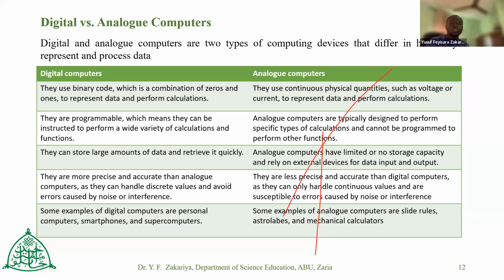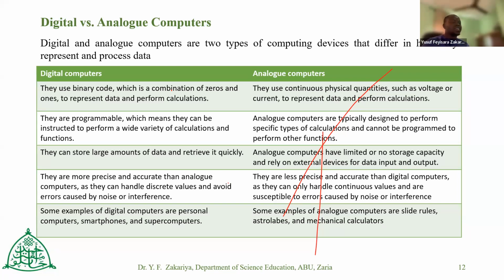Some examples of digital computers are the personal computer, the smartphone, the supercomputers, and so on. While examples of analog computers could be your slide rule. I think for those of you who did physics in secondary school, you might have come across slide rules. They also have the astrolabe, an ancient tool for astronomical calculations, which they used in the olden days. They also have mechanical calculators, which some of you might have come across. So this is what we talk about, the contrast.